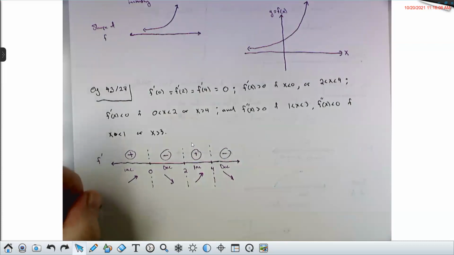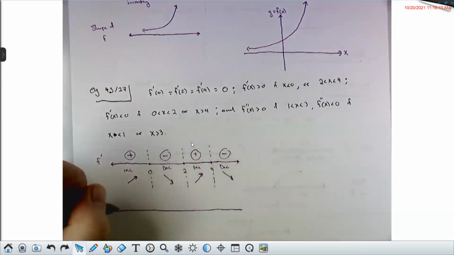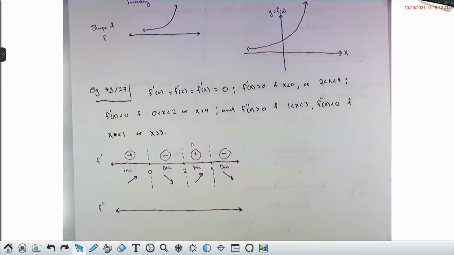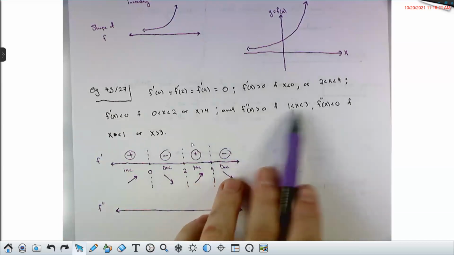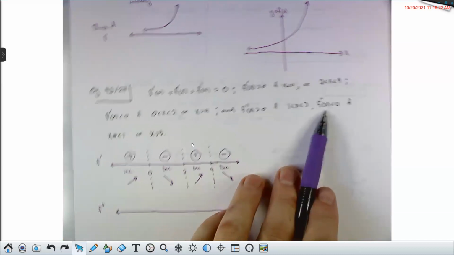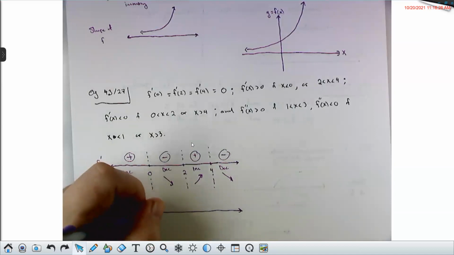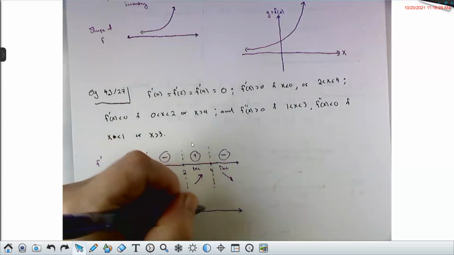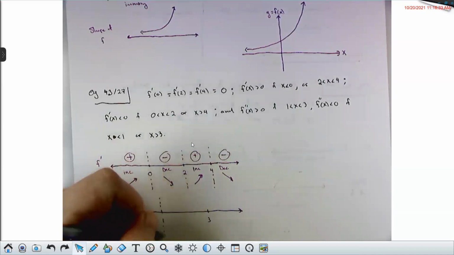Same thing now for f double prime. They have inflection points at 1 and 3. Very good. So they told me f double prime is positive from 1 to 3, and f double prime is negative to the left of 1 or to the right of 3. So I'll put 1 and 3 on my f double prime number line.